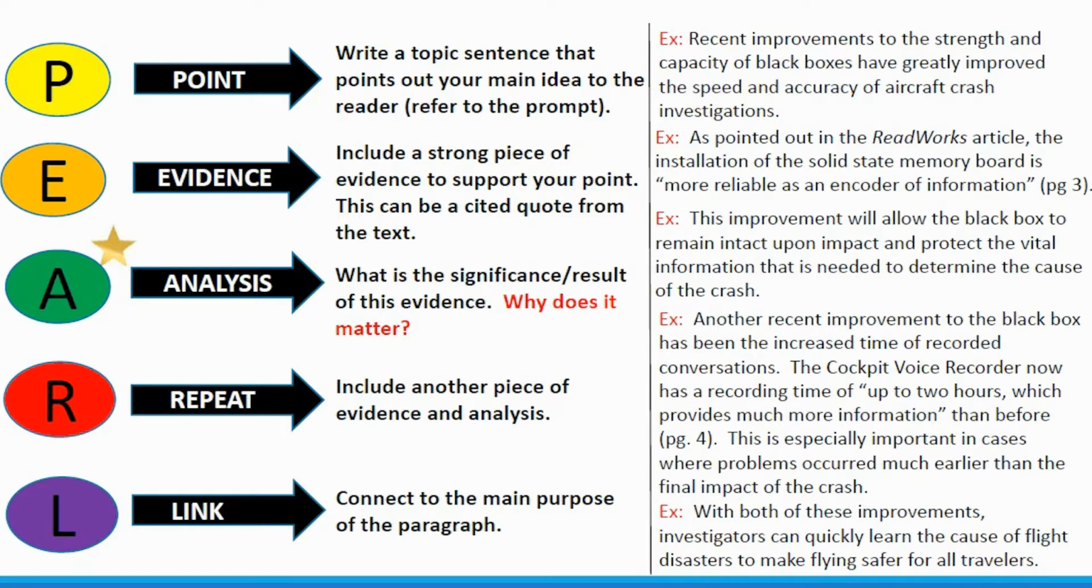R is repeat. So one piece of evidence is good, but we don't want to just be good. We don't want to just be okay. So another piece of evidence and explaining that evidence again makes the writing even better.